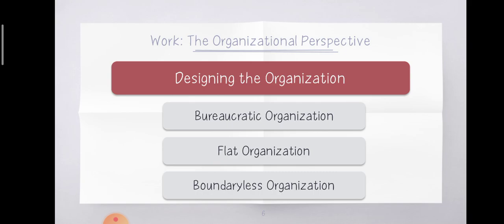Flat. Murag lobot. Charot. Flat organizations, boundaryless. Meaning to say, what is a boundary? Bitaw. Now, these are several ways to structure your organization.